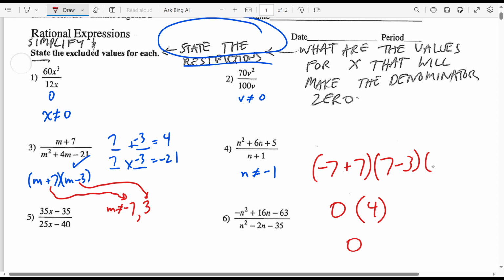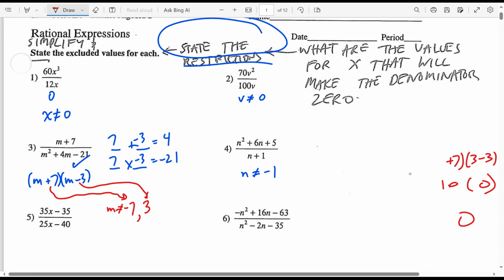Alternately, if I did it the other way around, 3 plus 7, 3 minus 3, right? This turns into 0. This turns into 10. Anything times 0 is 0. So that's all the stating of restrictions is. So it's separate. Okay? That's a separate process that I want you to go through and try and do with these guys here.